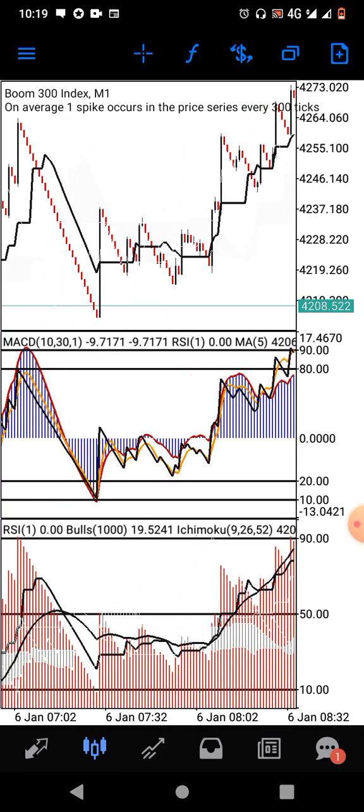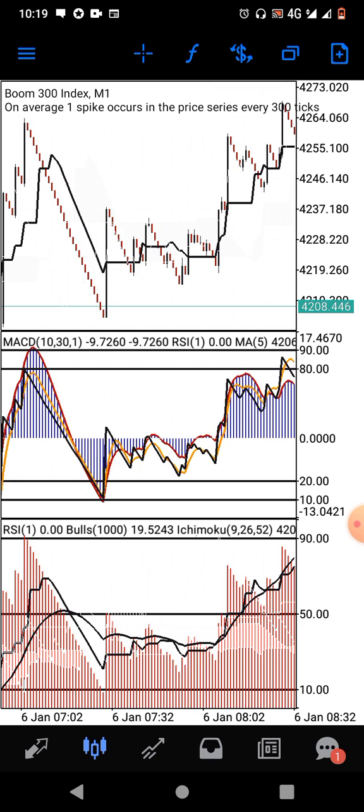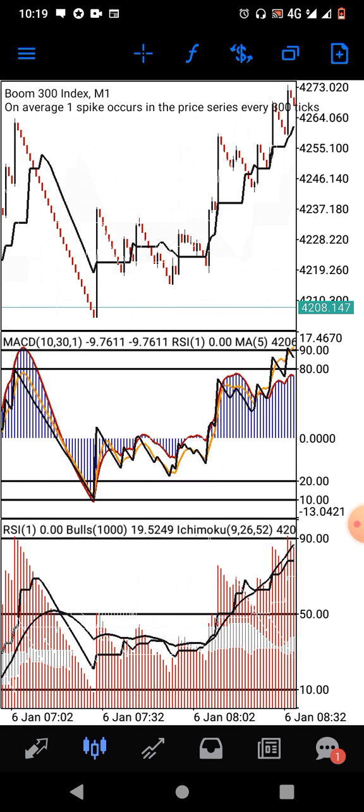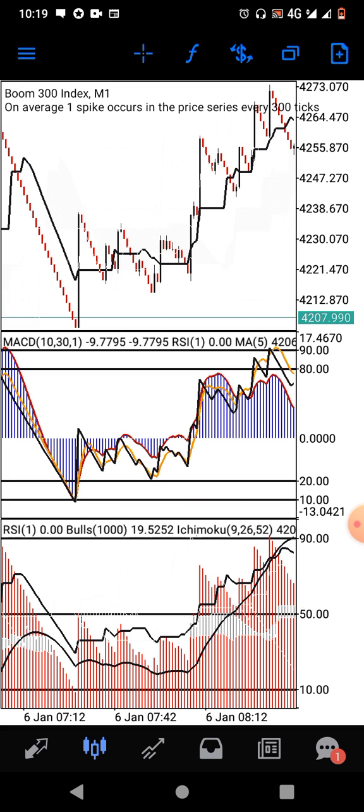Right now, for you to be taking a buy or sell, for Boom you have to be selling, and for Crash you have to be buying. You can buy Boom or sell Boom, whichever, because it can still work both ways. But today we're just going to be focusing on selling Boom 300.